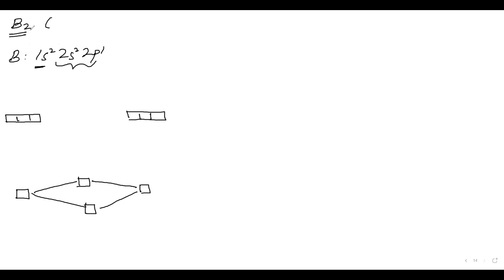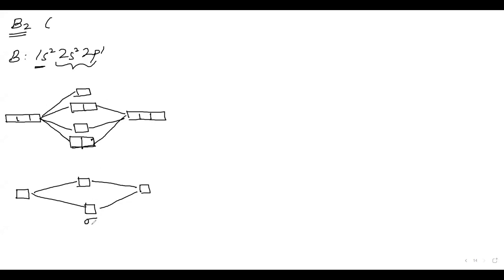SP mixing. Okay, fine. Also, it is 5, which is less than 8, so it will have pi first. The pi molecular orbitals. Don't call it pi bond, call it pi molecular orbitals.